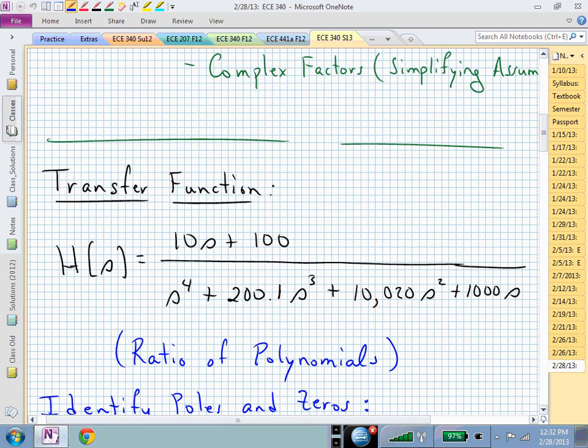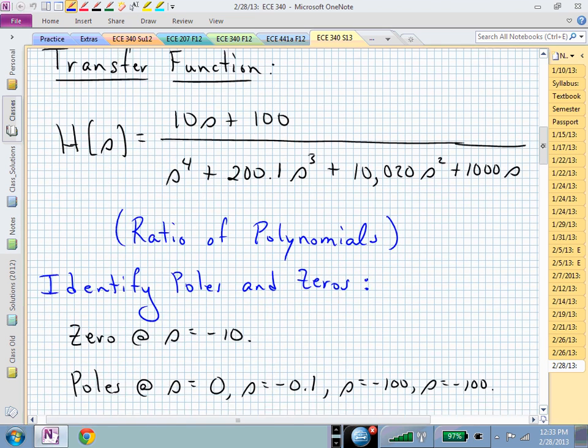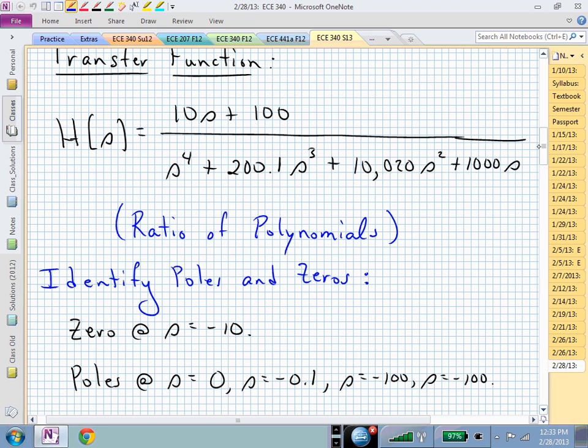Here is our transfer function that we had last time. Maybe we didn't display it in this form. This form is useful in figuring out how many poles or the order of the system, and we look at the highest power of S. This is really a ratio of polynomials. We have a numerator that's of first order, and we have a fourth order denominator.